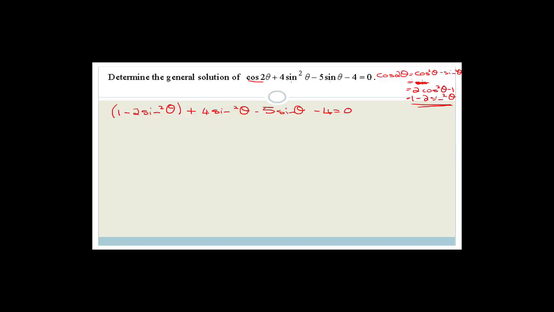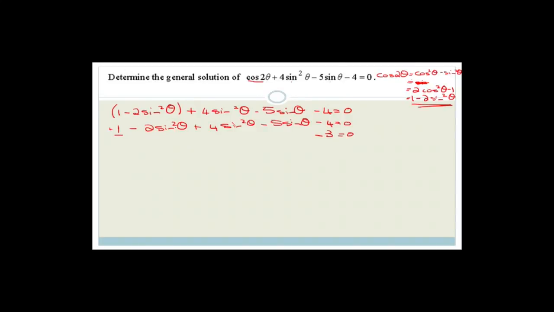Okay, now what we're going to do is add like terms, because we don't have to worry about this bracket too much because it's got a plus in front of it. So therefore it becomes, I'm going to write it out again, 1 minus 2 sine squared theta plus 4 sine squared theta minus 5 sine theta minus 4, if that makes it easier for you to see. So we've got 1, remember, it's an implied plus 1, and minus 4. So minus 4 plus 1 is going to be minus 3 equals 0.